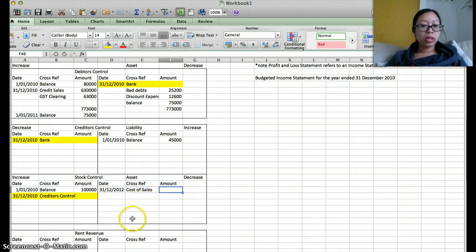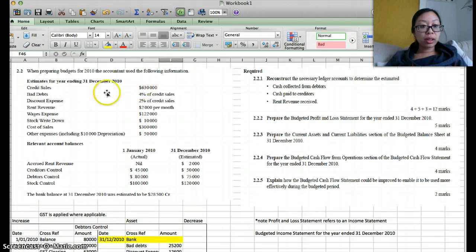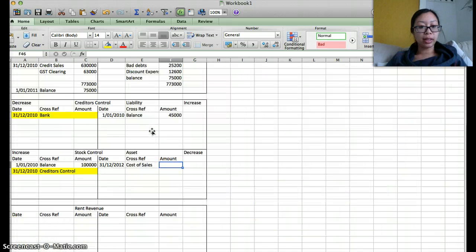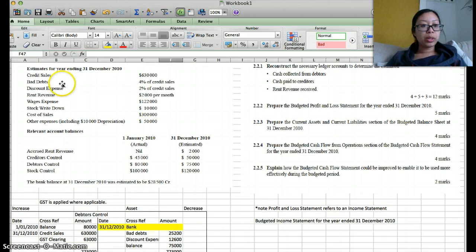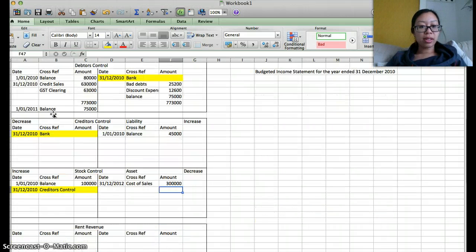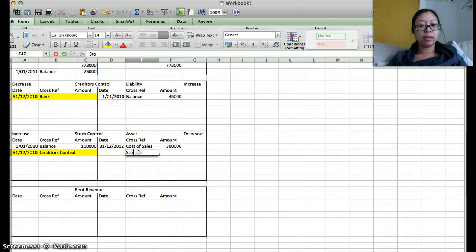But we put it at cost price. So it doesn't actually say what the markup is, but it tells you cost of sales is $300,000, so we'll use that. Other things that affect stock would be stock write-down, $10,000, so that decreases it.